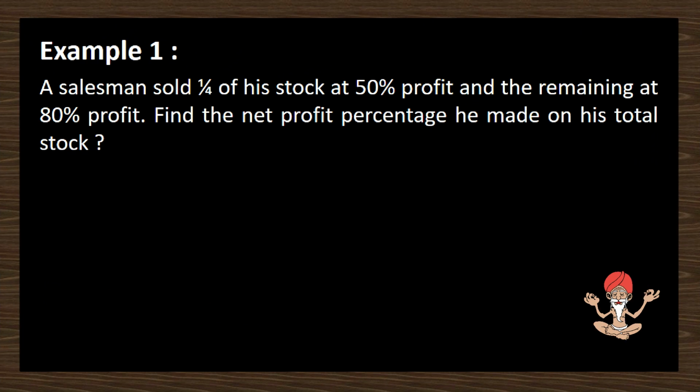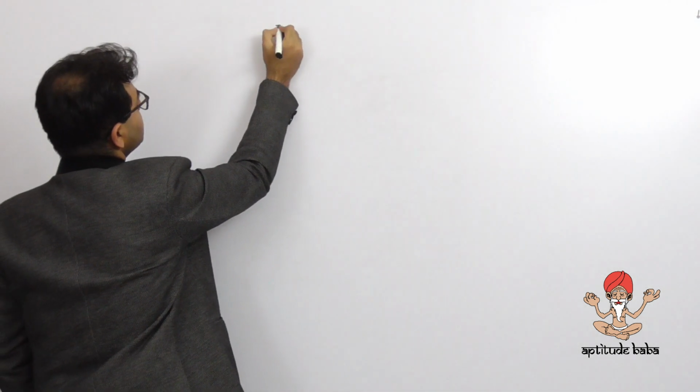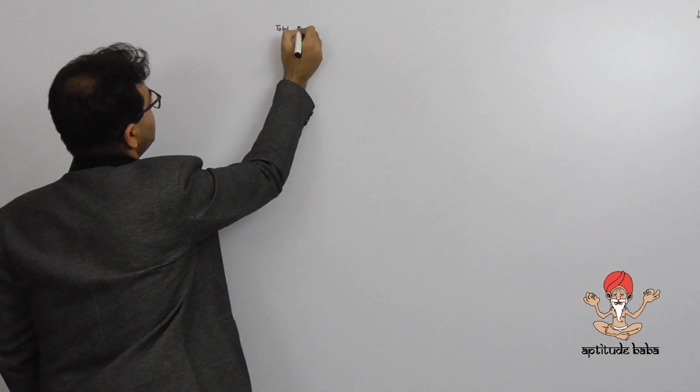A salesman sold 1/4 of his stock at 50% profit and the remaining at 80% profit. Find the net percentage profit he made on his total stock. Most of the students start this question by assuming the total stock to be X.